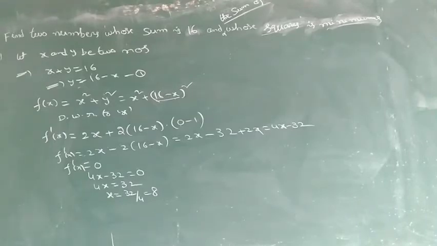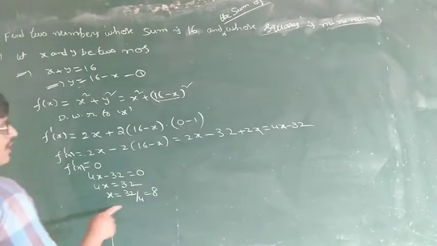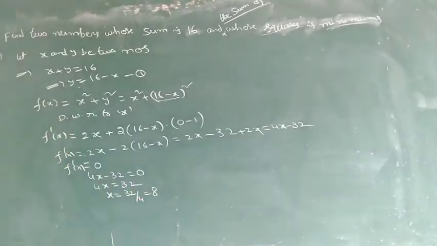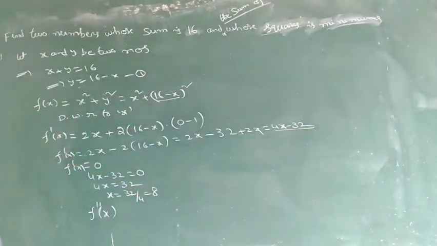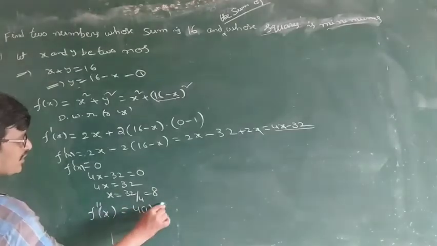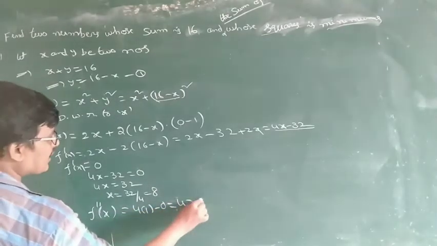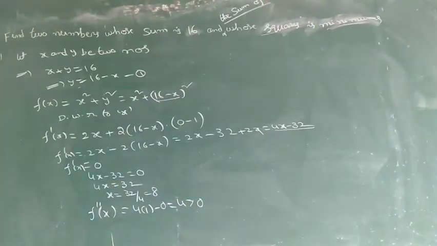Next, is this x the minimum value or maximum value? How to decide? Second derivative test. So next, f double dash of x. f dash of x is equal to 4x minus 32. f double dash of x, again derivative with respect to x: 4 into x derivative 1, 32 derivative 0, so it is 4, greater than 0. Greater than 0 means minimum value. Less than 0 means maximum value.